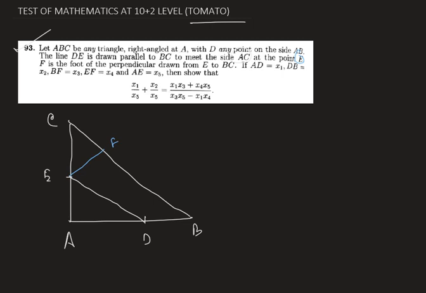If AD is equal to x1, DB is equal to x2, BF is equal to x3, EF is x4, and AE is x5, then we have to show that x1 divided by x5 plus x2 divided by x5 is equal to x1 x3 plus x4 x5, whole divided by x3 x5 minus x1 x4.